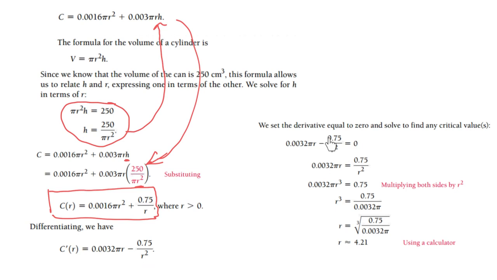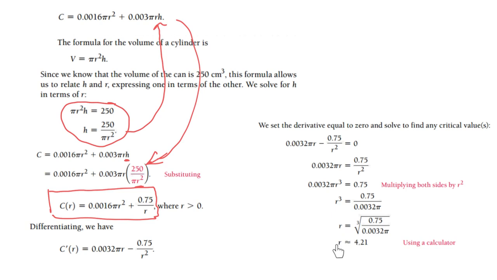While setting it equal to 0, add this term on both sides, so that will go to the other side. Then multiply both sides by r square. Then divide both sides by 0.0032 pi. Then take the cube root on both sides, because this is r cube; in order to get r, you need to take the cube root on both sides. You can enter this into the calculator. Make sure this whole thing is inside the radical sign, so use proper parentheses while entering it into the calculator. So this is the critical value.